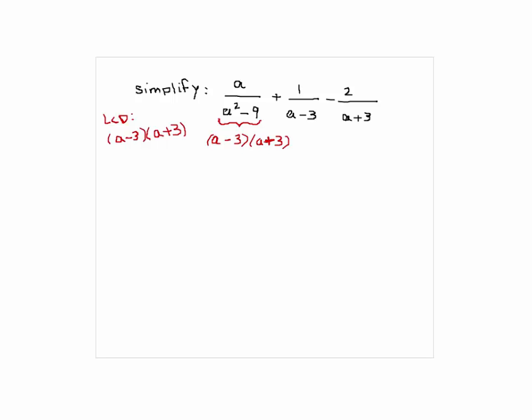Okay. So in this case, we need to make all these 3 denominators equal to the LCD. This one is already the same as the LCD, so we just write it as is. So the first term would be A over the LCD, which is A minus 3 times A plus 3.